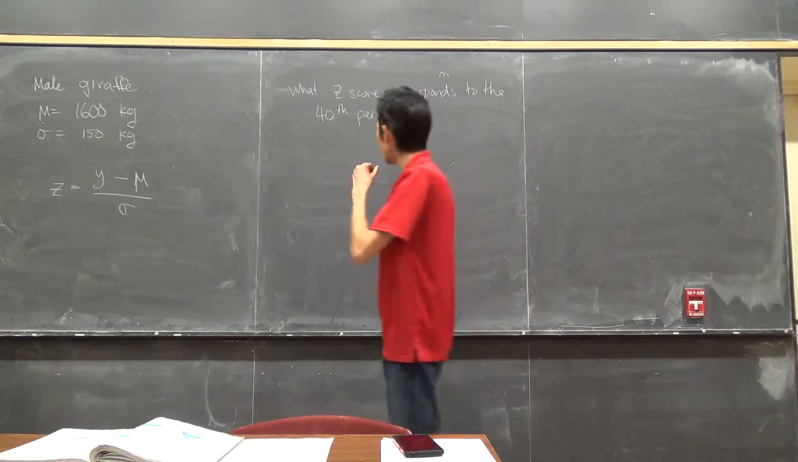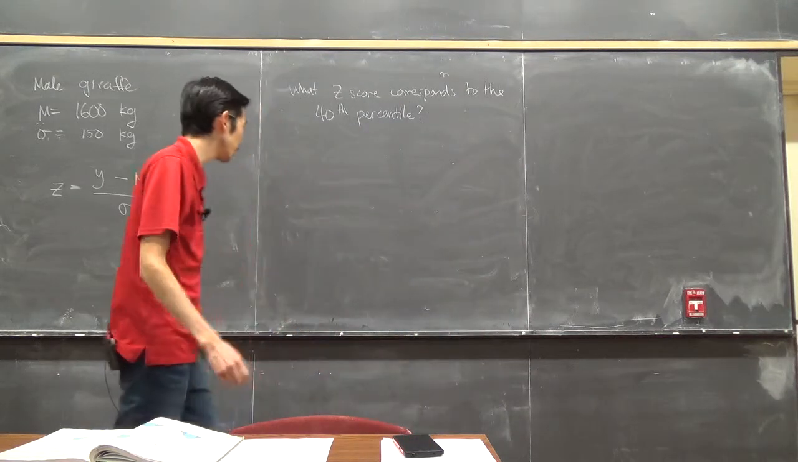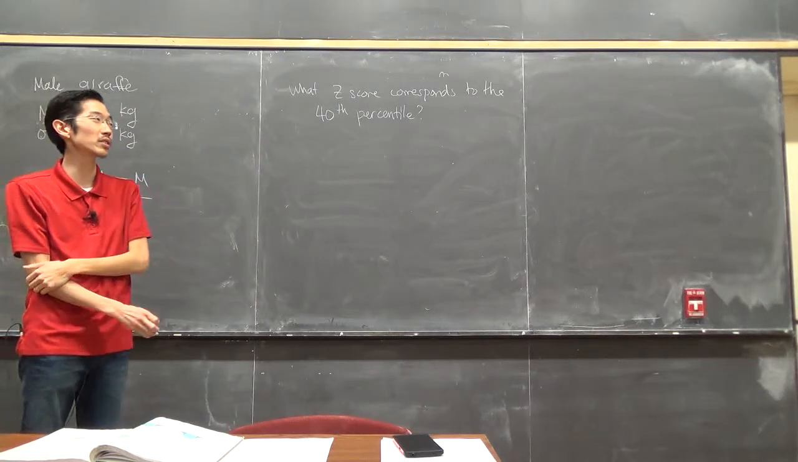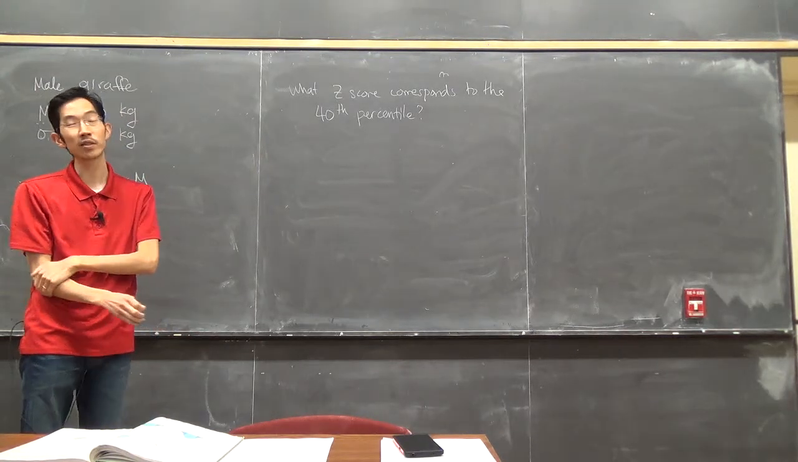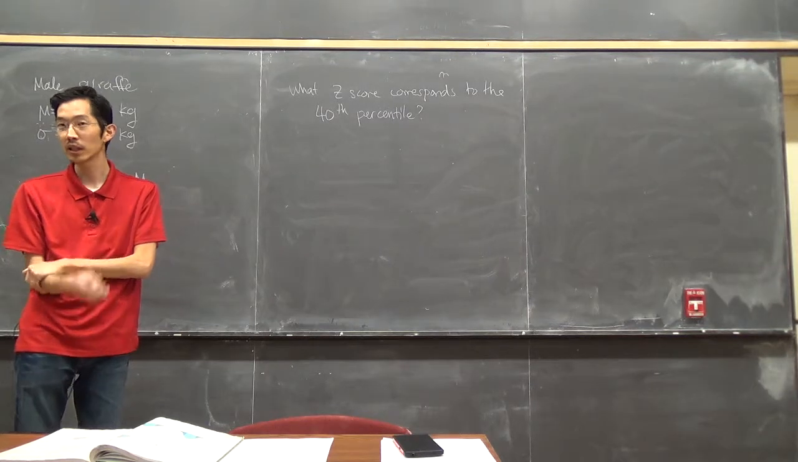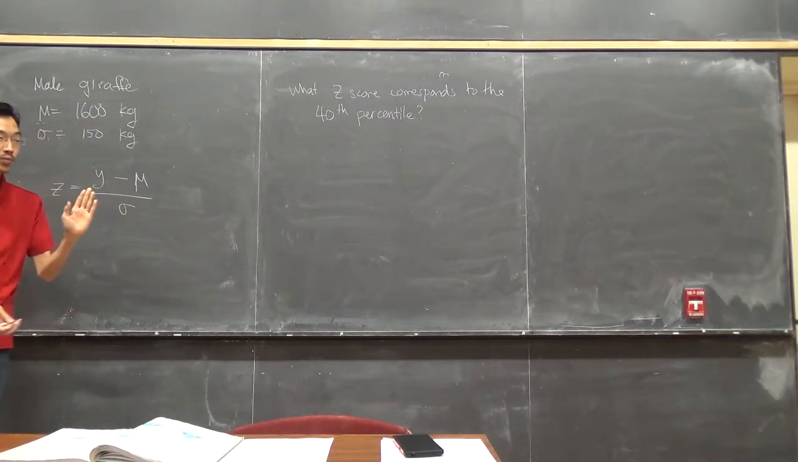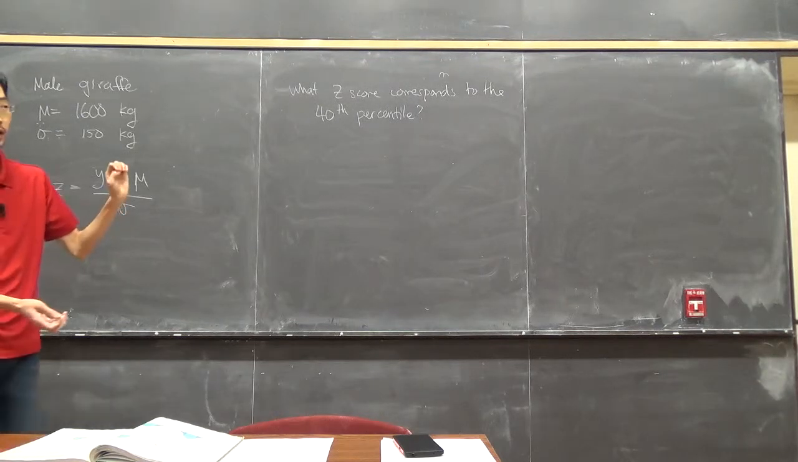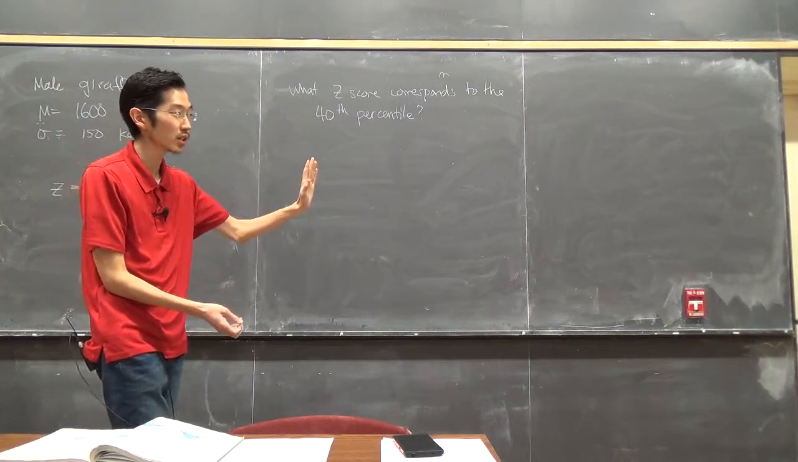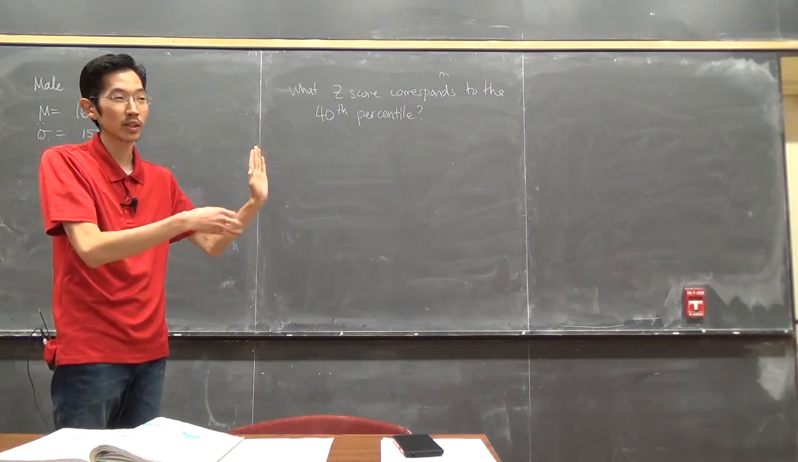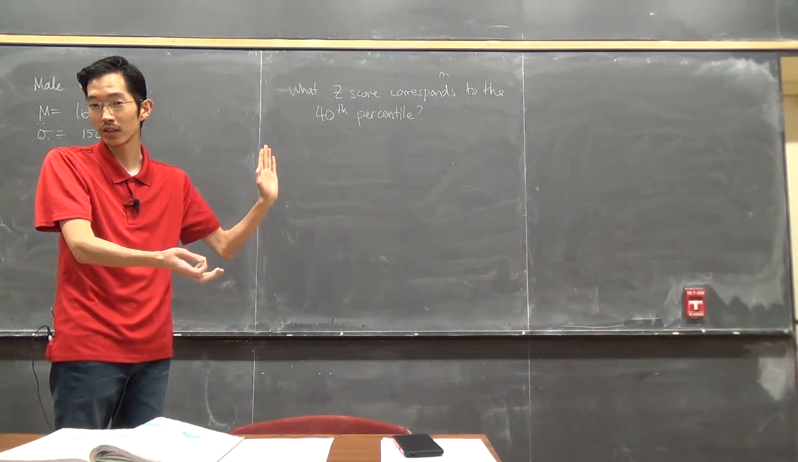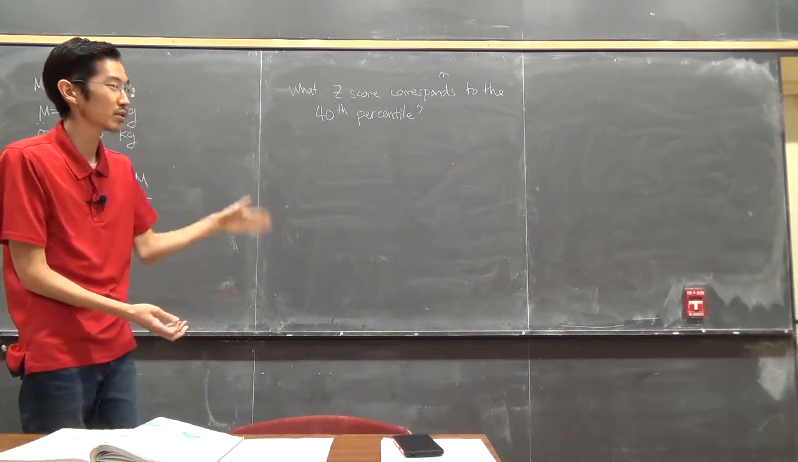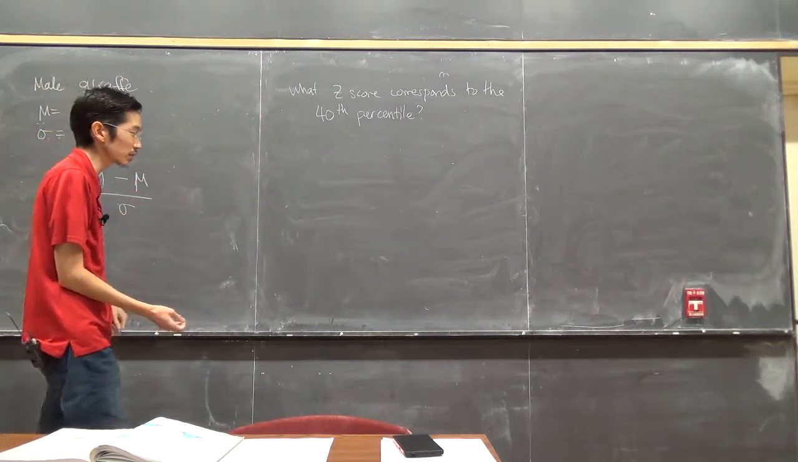So we could ask, what is the z-score that corresponds to the 40th percentile? Before we even try to answer this, is this z-score going to be positive or negative? Negative, right? Because the 50th percentile corresponds to a z-score of 0. If we are above the mean, we have a percentile higher than the 50th, and if we have a z-score that's negative, we would have a percentile that's lower than 50.